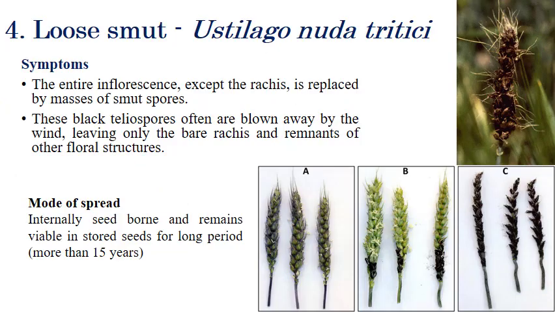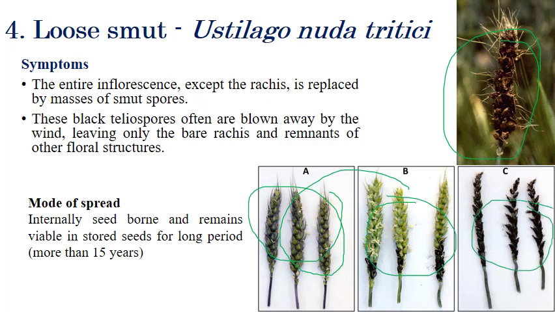So coming to the next one, wheat loose smut, which is caused by Ustilago nuda virens. On the right side, we can see the symptoms. So the entire inflorescence is replaced by black color smut spores. This is the diagnostic symptom of wheat loose smut, which is caused by Ustilago tritici. These are different stages of infection. In picture C, we can see the entire inflorescence is replaced by black color smut spores.